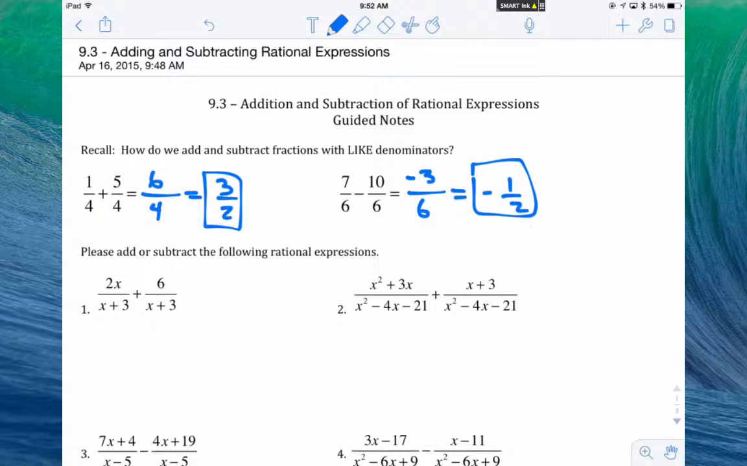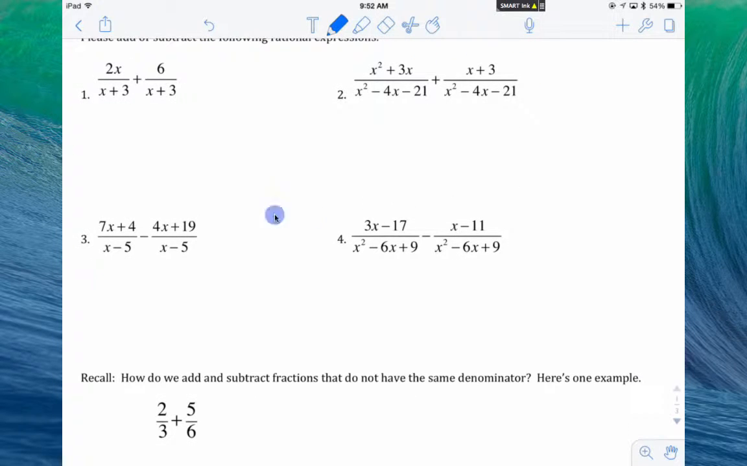Exact same idea with rational expressions. So in our first example, one thing I want to point out right away is that we need to talk about our variable restriction. X cannot equal negative 3, because if it were, then we'd have an undefined expression. Okay, now that that's taken care of, our denominators are the same. That's groovy. And so our numerator will just be, let's see, 2x plus 6.